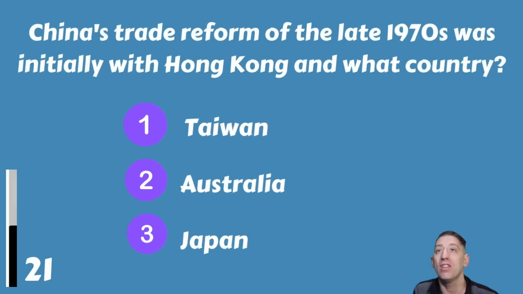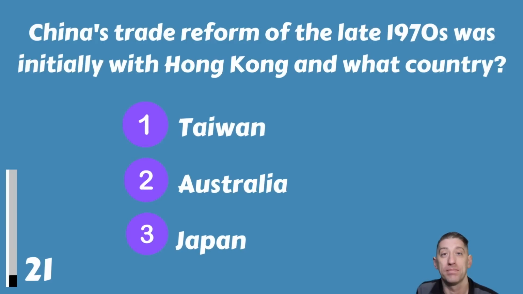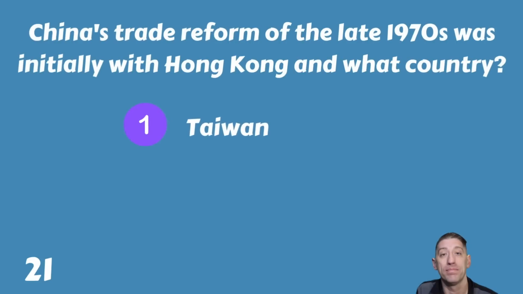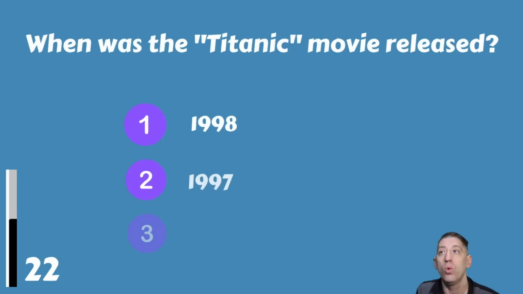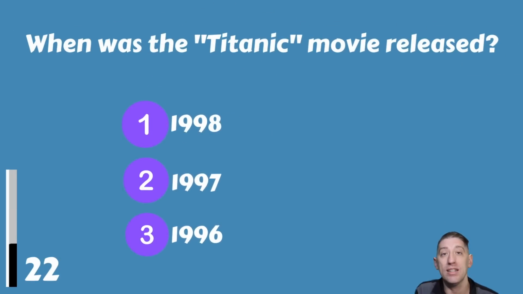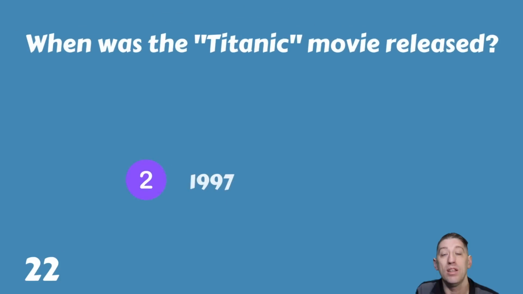China's trade reform of the late 1970s was initially with Hong Kong and what country? Taiwan, Australia, or Japan? Taiwan. When was the Titanic movie released? 1998, 1997, or 1996? 1997.